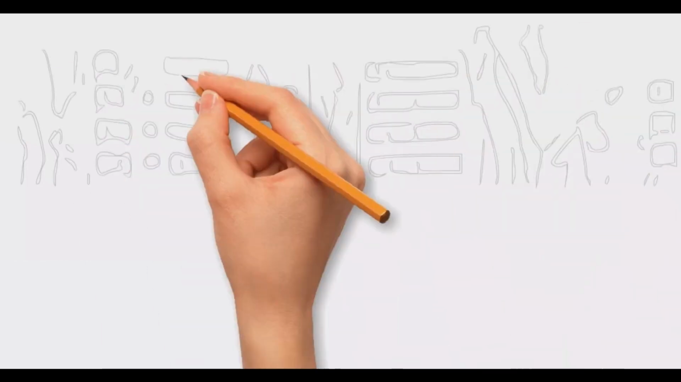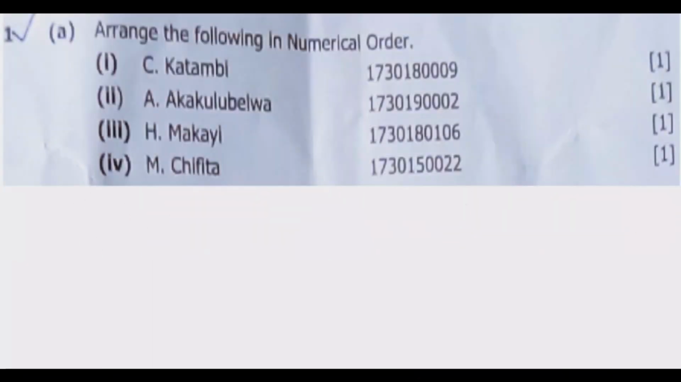Question 1A is as follows. Arrange the following in numerical order. Okay, so the way we're going to arrange these numbers, they are going to be in ascending order. We'll start with the smallest going to the biggest, if I can put it that way.